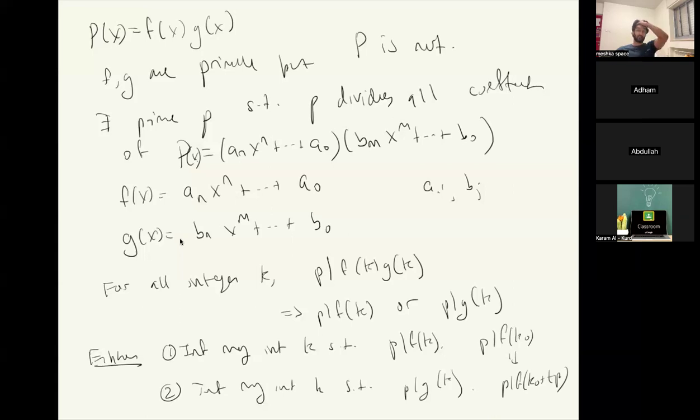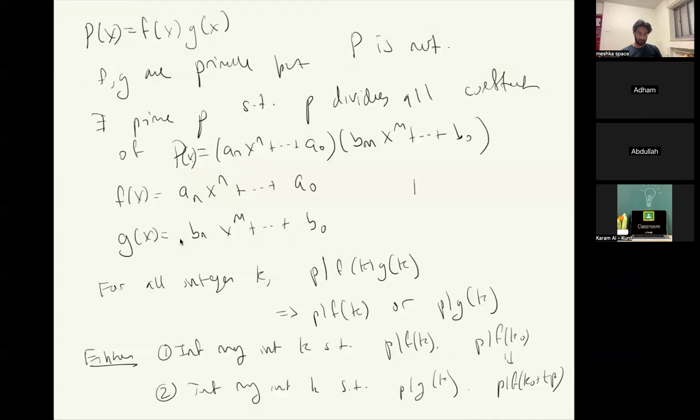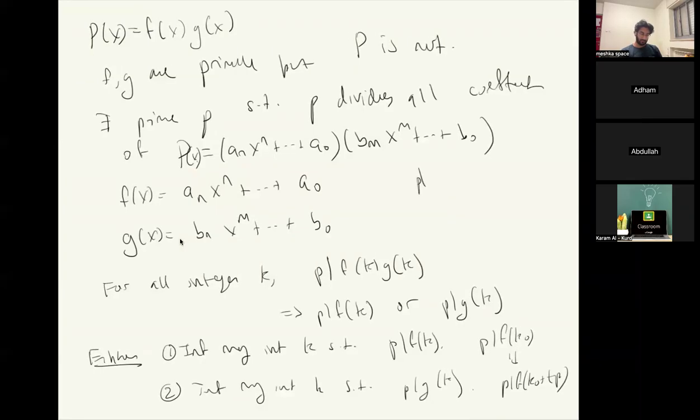No, the problem here is, okay, so you can find it. Okay, you're right. I can find something where p does not divide a_i, and p does not divide b_j. But now it's not true, because if I look at a_i x to the i, you're saying look at the x to the i plus j term.